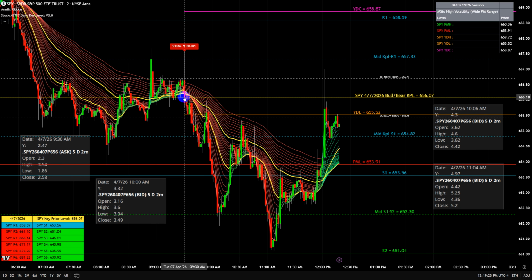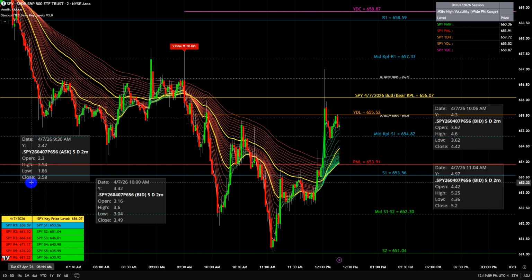If you wanted additional confirmation of the transition from the part green and part red here, then you could also wait for this candle here if instead you wanted additional confirmation. On the 9:30 a.m. candle close, we have the 656 put. So that is, again, the closest strike to the bull bear key price level, the price level that we're basing the bearish trade on. So that is the closest strike.